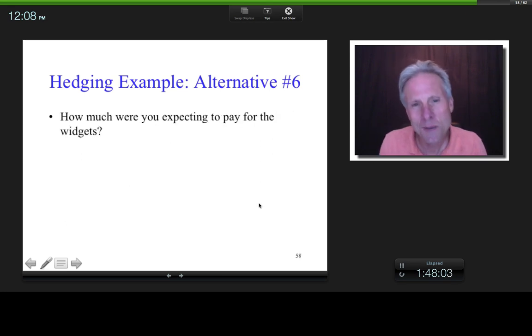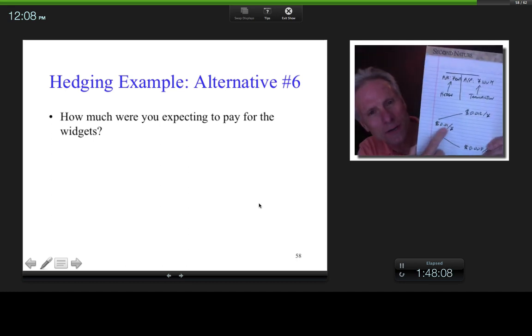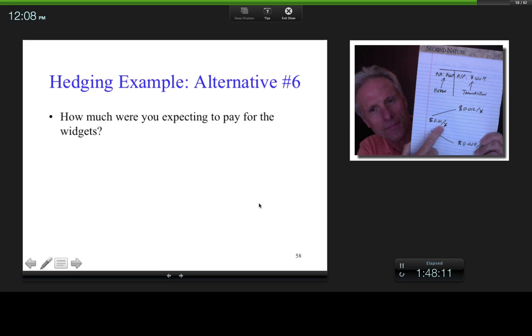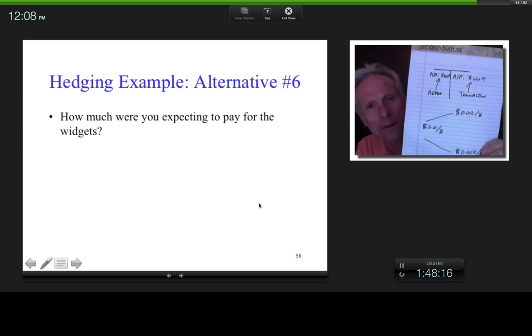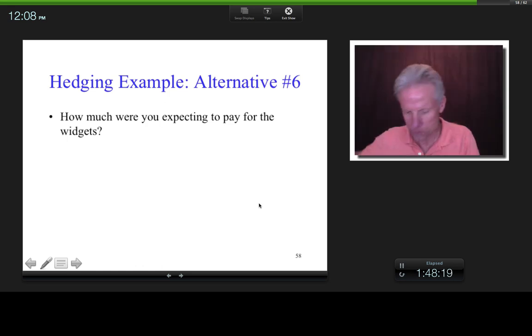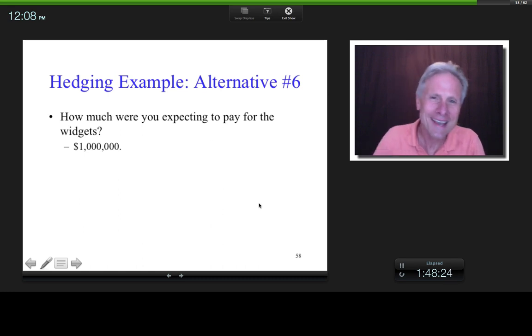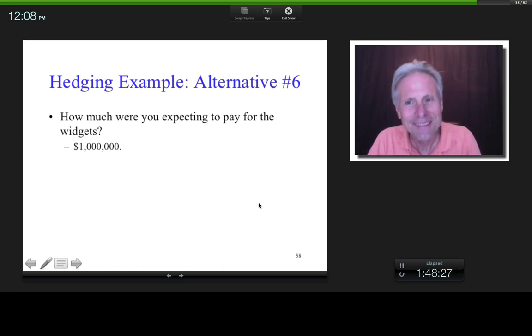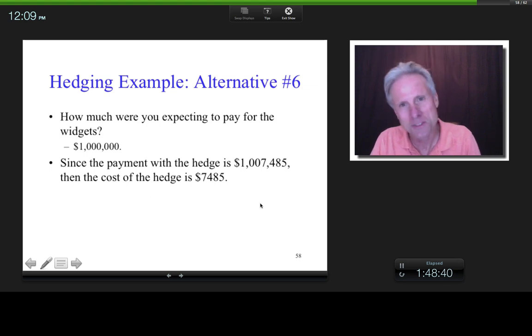Now, how much were we expecting to pay for the widgets? If you recall, the expected exchange rate was $0.01 per yen. So if this exchange rate applied to 100 million yen, that came to what? $1 million, right? So we were expecting to pay $1 million. But if we engage in this money market hedge, in the end, how much are we having to come up with? Well, about $7,500 over $1 million, right? And so we would say that the cost of the hedge is about $7,500.